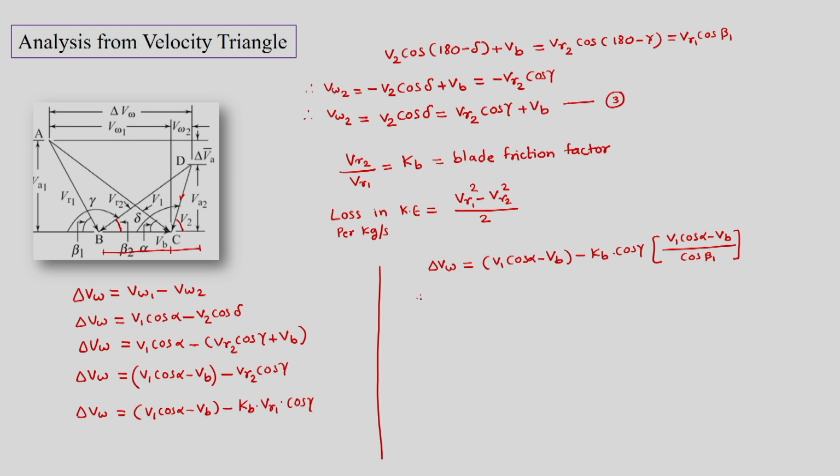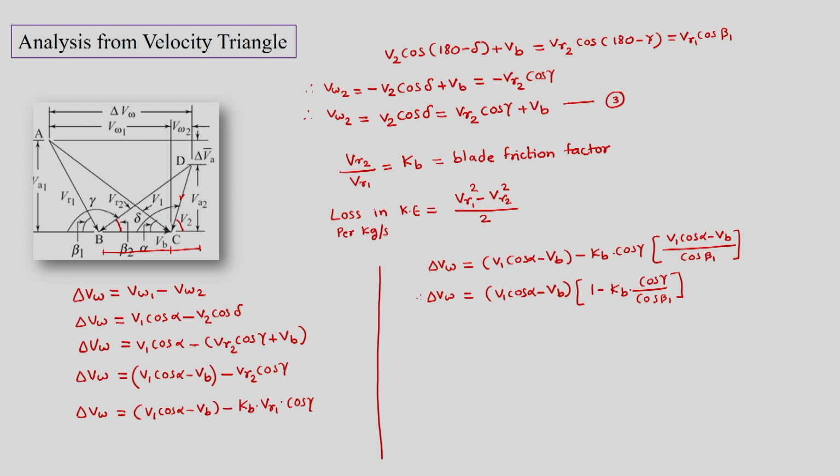So then we have delta VW, with V1 cos alpha minus VB as common, and then we would have 1 minus KB into cos of gamma divided by cos of beta 1. So this is what we would have as an outcome of delta VW.